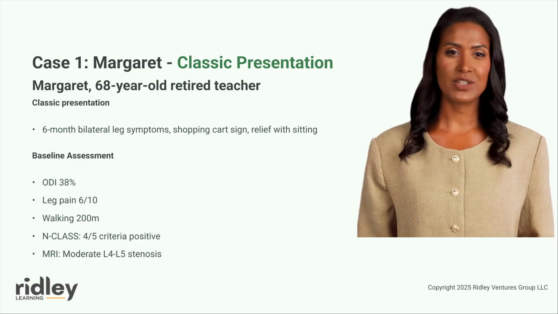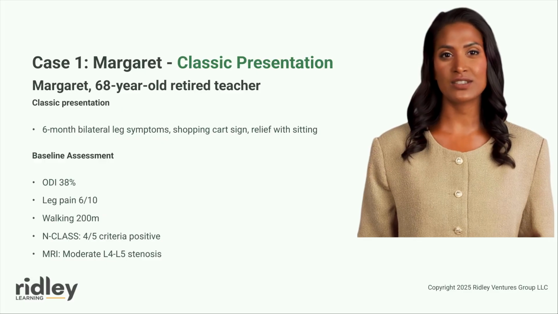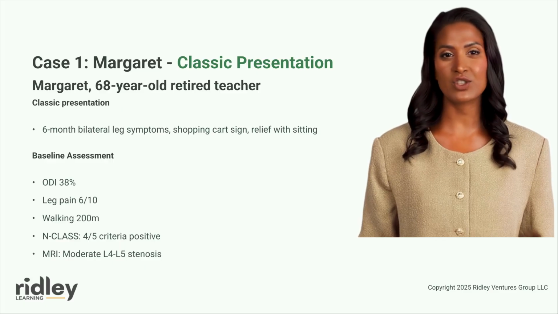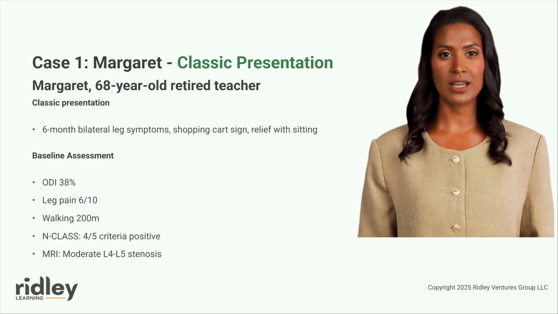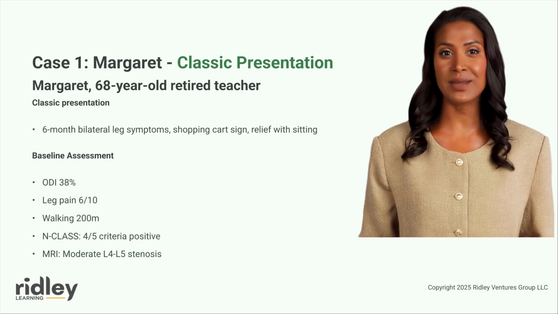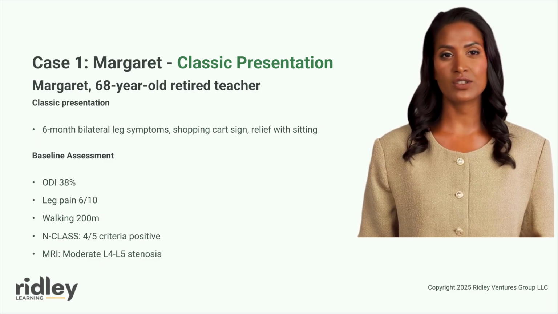Our first case study presents classic neurogenic claudication in an active older adult. Margaret is a 68-year-old retired elementary school teacher who presents with a 6-month history of progressive bilateral leg symptoms that have significantly limited her walking capacity. She describes aching pain and numbness in both buttocks and posterior thighs that develops after walking approximately 2 blocks and forces her to stop and rest.